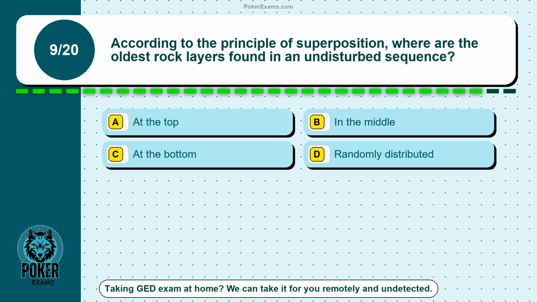Question 9. According to the principle of superposition, where are the oldest rock layers found in an undisturbed sequence? Option A. At the top. Option B. In the middle. Option C. At the bottom. Option D, randomly distributed.